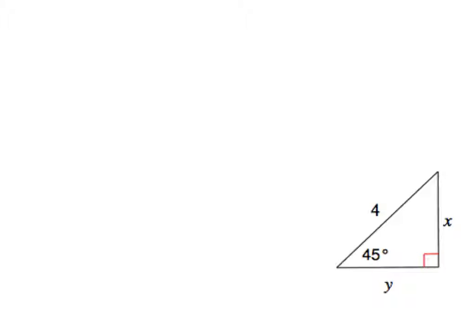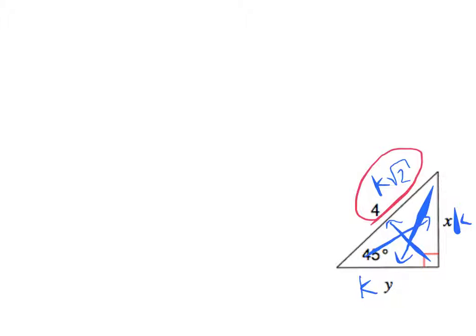Alright, one last right triangle to consider, and this is a 45, 45, 90. So if we remember our K rules, across from the 45s, these are both K. And across from the 90 is K times the square root of 2. Alright, so we need to solve for K first. It looks like the 4, the hypotenuse, is going to help me do that. So K times the square root of 2 equals 4. Divide both sides by the square root of 2 and we'll find K.